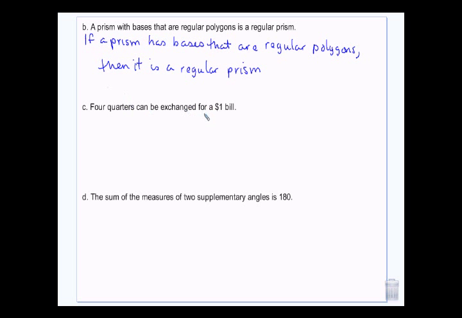We've got the dollar bill thing. 4 quarters can be exchanged for a dollar bill. Then you can exchange it for a dollar bill. Yeah, that works.